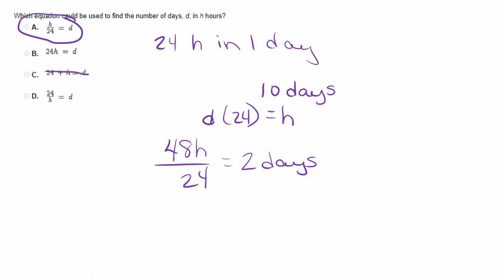So we get A. When you get to one of these problems, if you get confused on it, think about it in terms of numbers instead of in terms of letters. And come up with a number, maybe 10 days or 48 hours, something like that, just so that you can see it in your head.